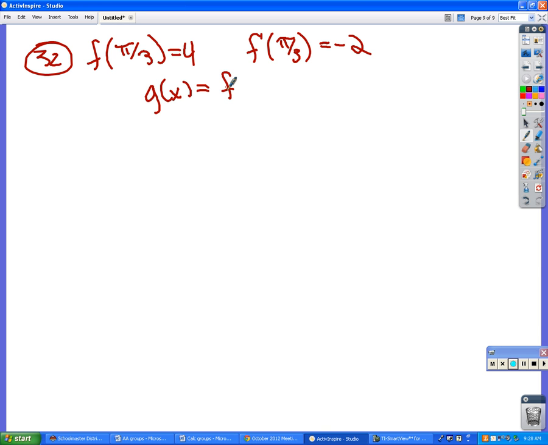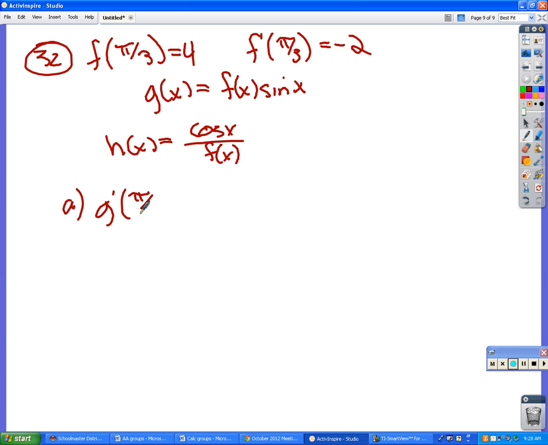G of x equals f of x times sine of x. And h of x equals cosine of x divided by f of x. So seriously, who comes up with this stuff? All right, so the first thing we're going to do is find out what g prime of pi over 3 is.